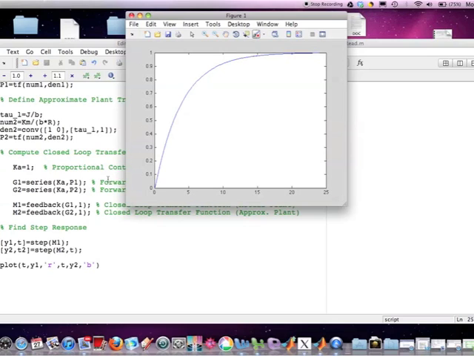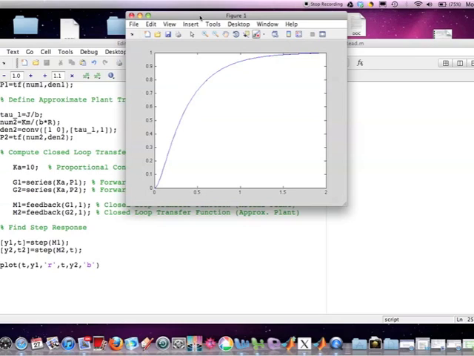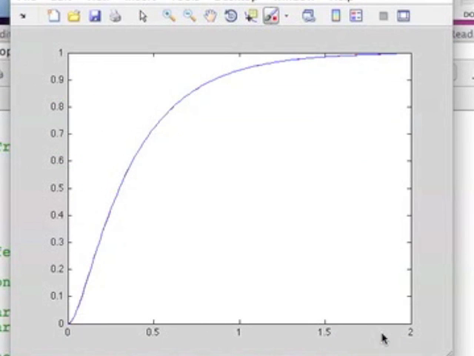Let's now try Ka equals 10. We'll type that in here, we'll press the green arrow to execute, and we'll find the response to a unit step. And what you'll notice is it's a lot faster now. In fact, it's settling within 2 seconds.